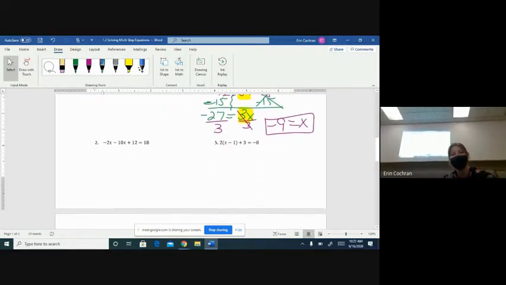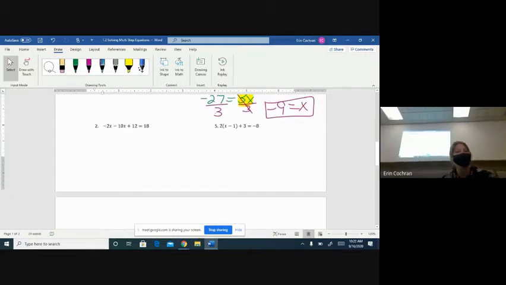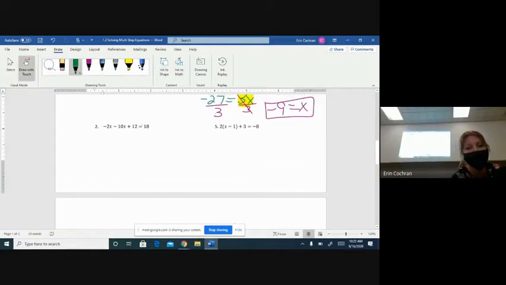Not bad. All right. Let's look at number 2 here. All right, I'm going to draw my equal sign. Do we have any parentheses to get rid of in number 2? Nope. Do we have like terms? Yeah, I have a 2x and a negative 10x. Once again, they're on the same side, right? So we're just going to combine them like we did, like there was no equal sign. What is negative 2x minus 10x? Well, remember, change. So that would be technically a negative 12x plus 12 equals 18.